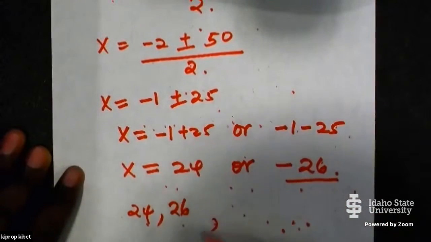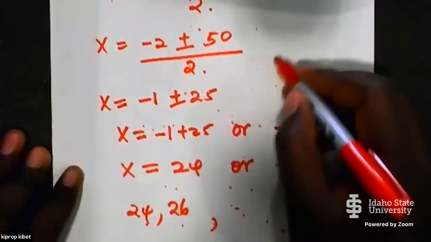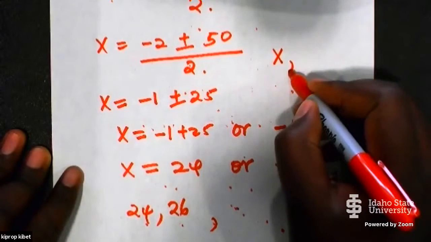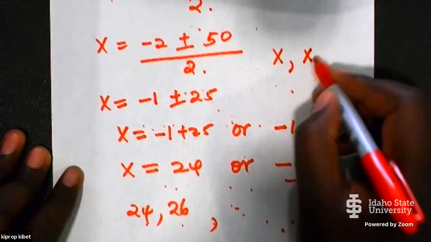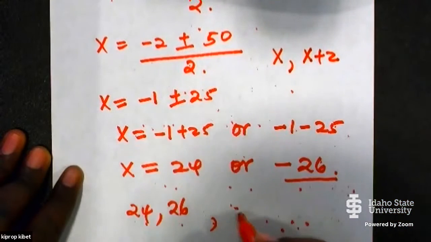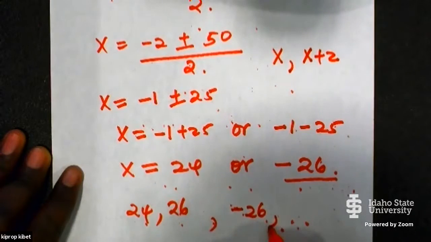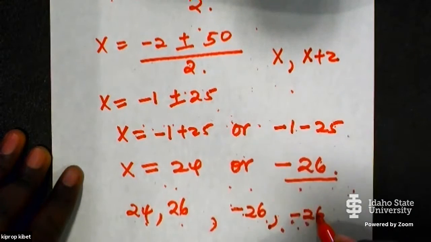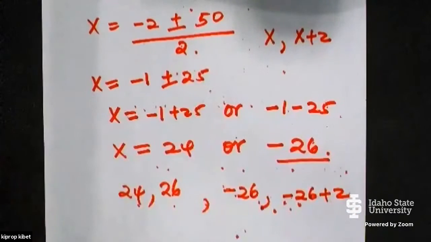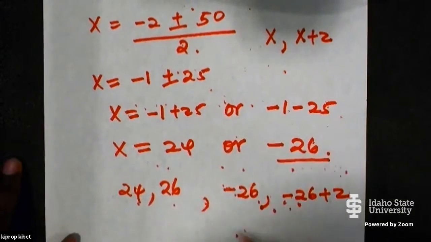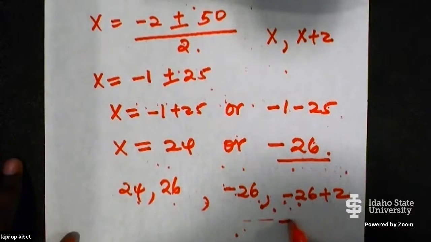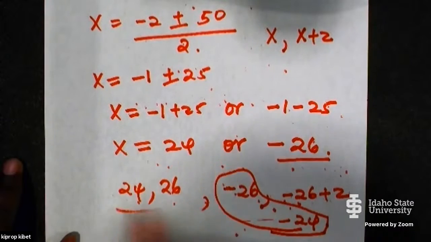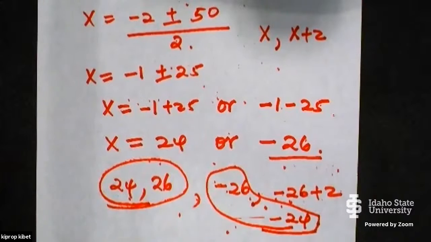Then we have minus 26. So we say x is the first one, and then x plus 2 is the second one. If the first one is minus 26, our next one is minus 26 plus 2. So that's our next consecutive number. Minus 26 plus 2 is minus 24. So these are our consecutive numbers.